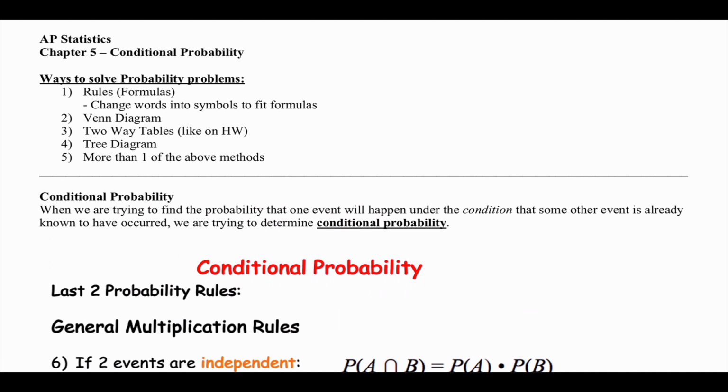Venn diagrams, we've done that before. Two-way tables, like you did on your homework, like the one we just did. Tree diagrams, new one. Tree diagrams are new. We're going to talk about tree diagrams. And then using any combination: rules in Venn diagrams, rules in two-way tables, rules in tree diagrams, using a combination of them. That's what you're going to use.